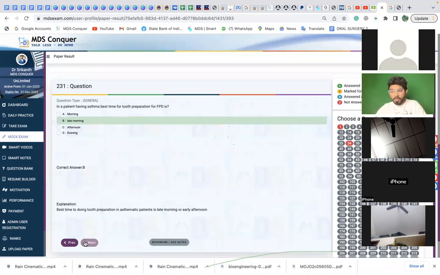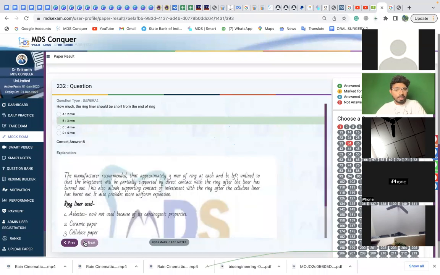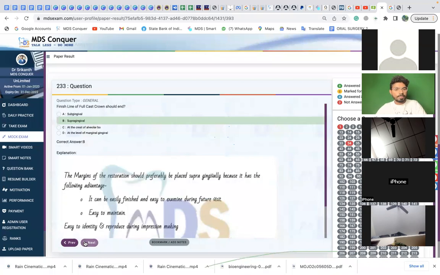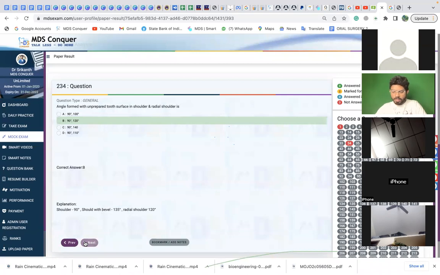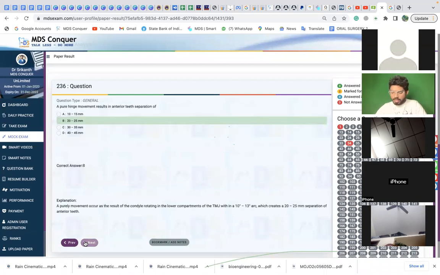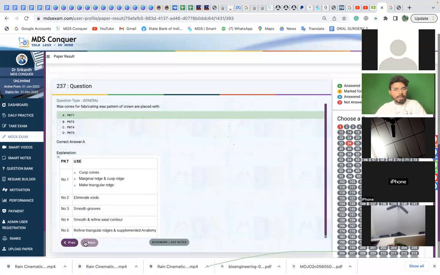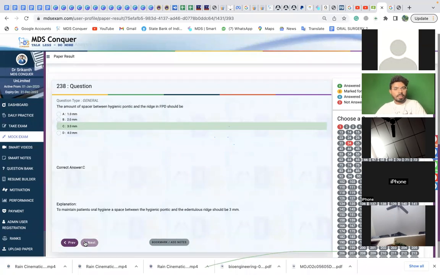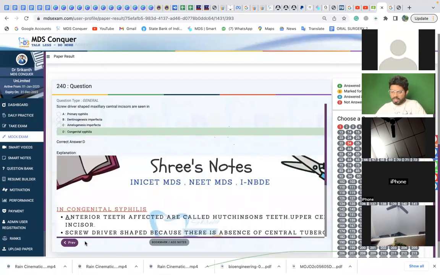Asthma patients, if you don't know, learn it, because morning allergy chances will be there. So you have to go for late morning appointments. I'm not including this. This is easy. I'm not including this also, but this is easy. I'm not including this. This is easy. PKT numbers are easy. The space between hygienic and rich, this is easy. If you don't know, learn it. I'm not including this. And this is easy.